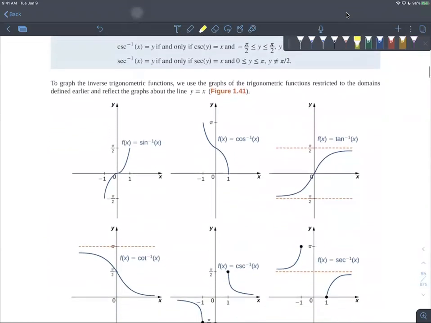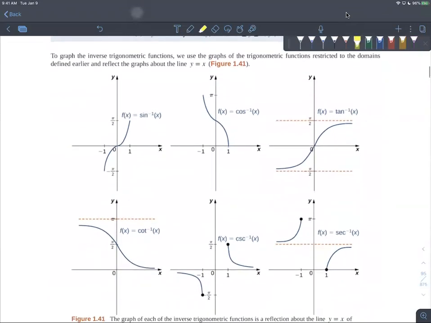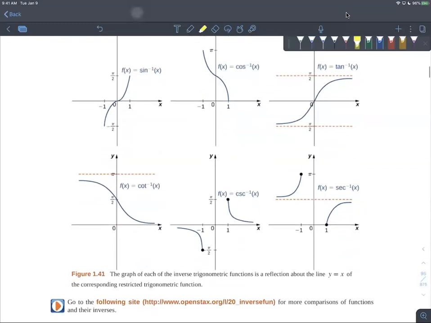Okay, and here are the graphs. So to graph the inverse trigonometric functions, we use the graphs of the trigonometric functions restricted to the domains defined earlier, and then reflect the graphs about the line y equals x. Okay, that's nice.